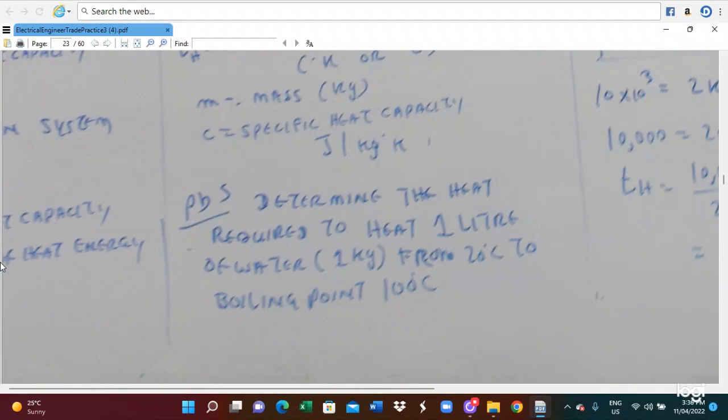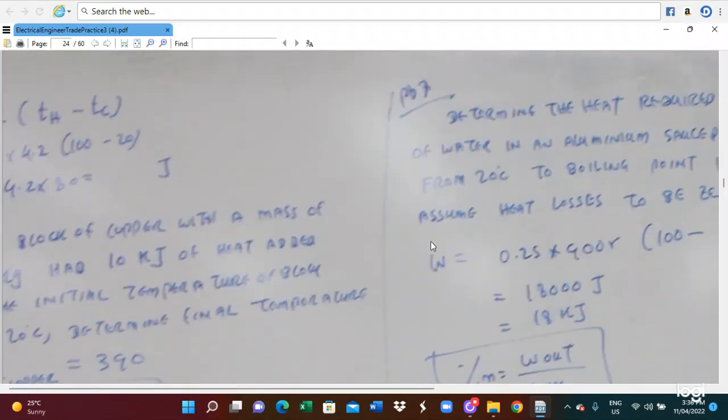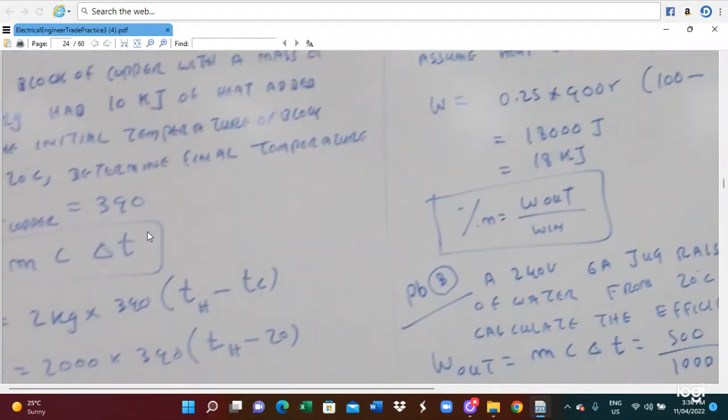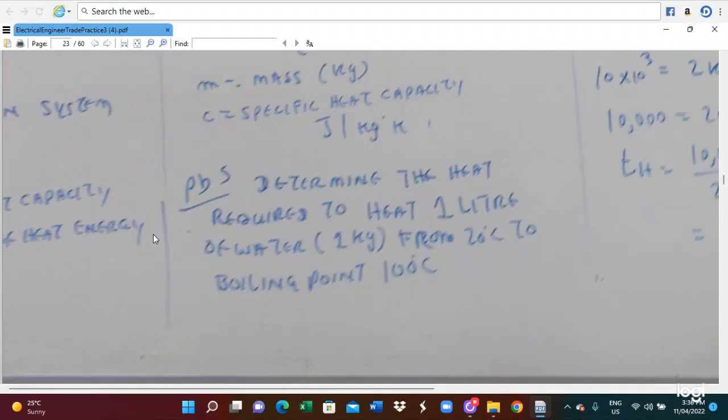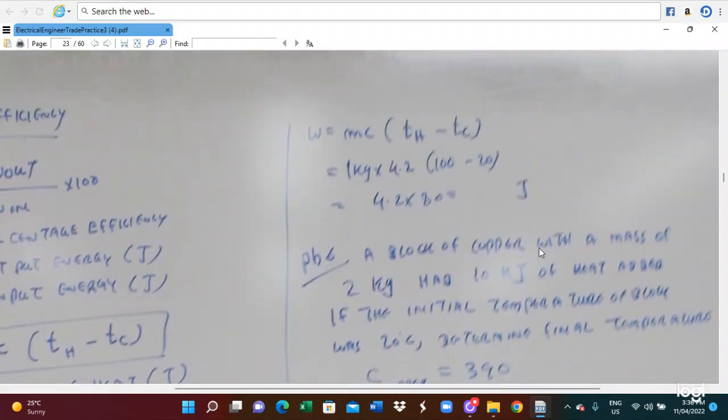We have to determine the heat required to heat 1 liter of water, 1 kilogram, from 20 degrees centigrade to boiling point, 100 degrees centigrade. We have to calculate. So in this case, we use the equation. So W equals MC (TH minus TC), so 1 kilogram times 4.2, TH is 100, TC is 20, so you get 4.2 times 80, and that's where we get the joules.